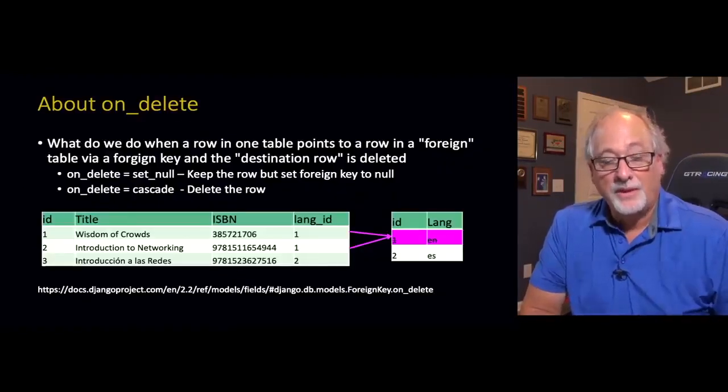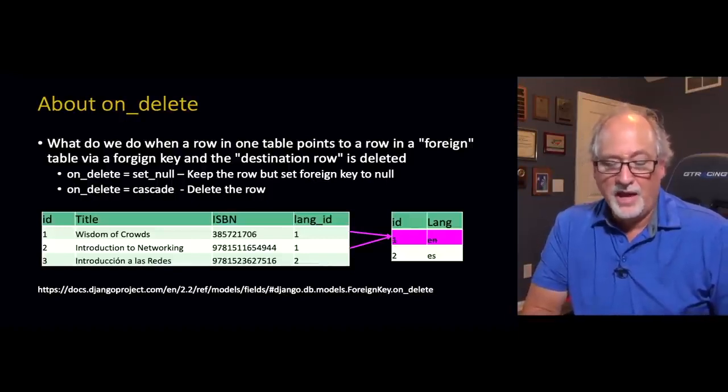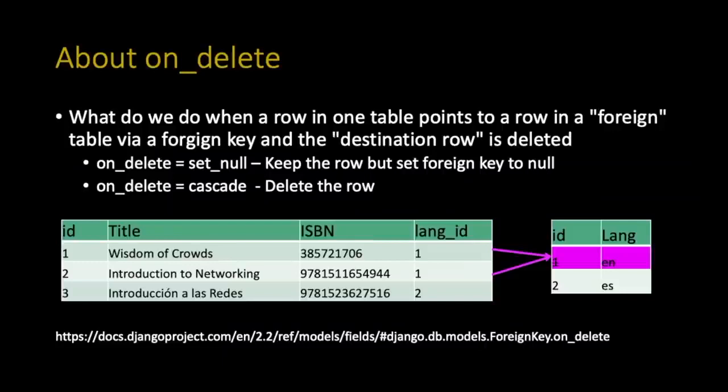Now, I was telling you about this on delete. The problem is what happens when you have a row in one table, like in the book table, that's pointing to a row in a language table. So you've got two books that are pointing to English in this situation, and then you delete the English row. What happens to those rows? There are a couple of different things you can do, but the two common ones are cascade, which says that if you delete those rows, you're going to delete all the rows that have the matching language ID. And set null basically says, that's okay, we're just going to wipe these out and make them null.